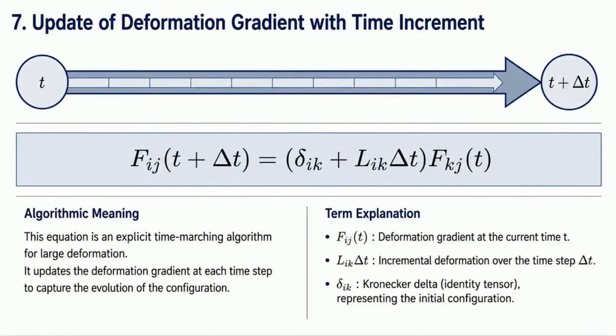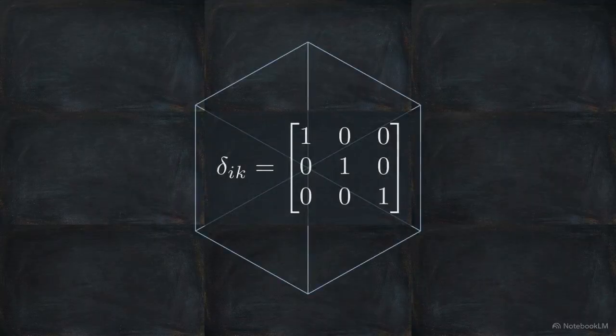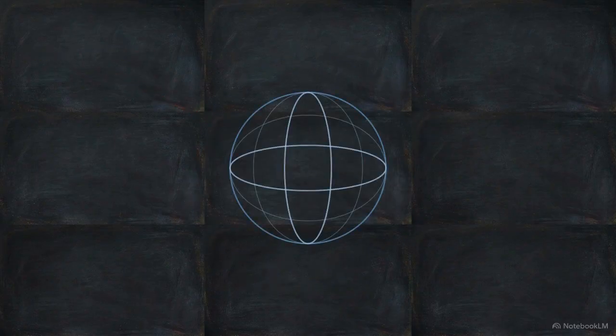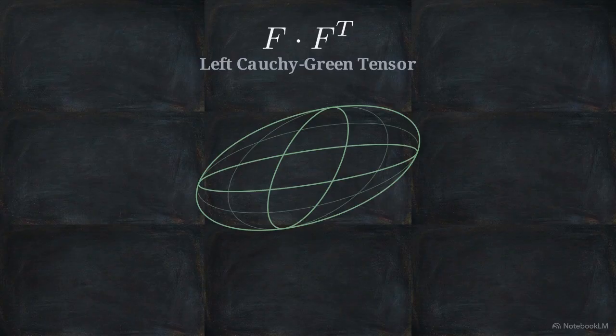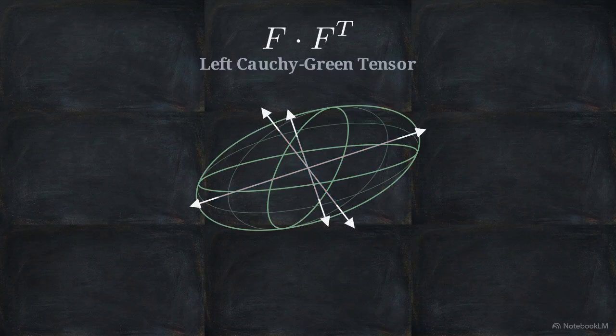This explicit time-marching algorithm dictates that the deformation gradient at the next time step is updated by adding the incremental deformation to the current state. Within this update sequence, the Kronecker delta acts as an identity tensor, establishing the baseline configuration right before the next stress increment is applied. The cumulative result of these continuous time steps physically maps the initial unit sphere into a deformed 3D ellipsoid. The mathematical engine driving this is the left Cauchy-Green tensor. Its inverse eigenvalues determine the ellipsoid's principal axis lengths, while its eigenvectors point to their directions.